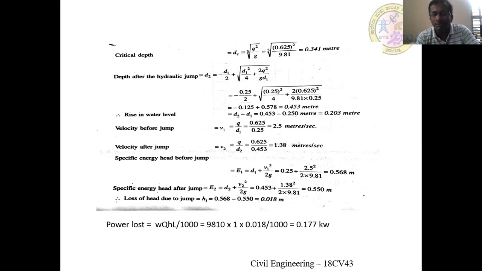The rise in water level is the difference between y2 and y1, otherwise d2 minus d1, or the difference between the water level after the jump and before the jump. So it comes to 0.203 meters.